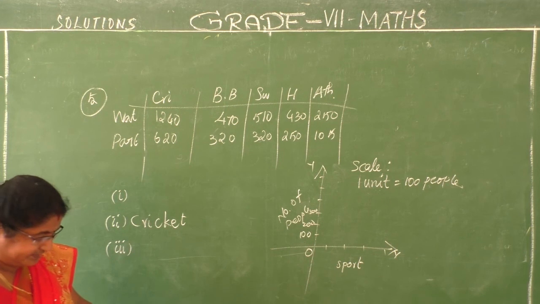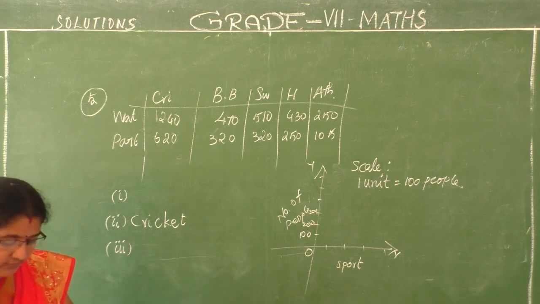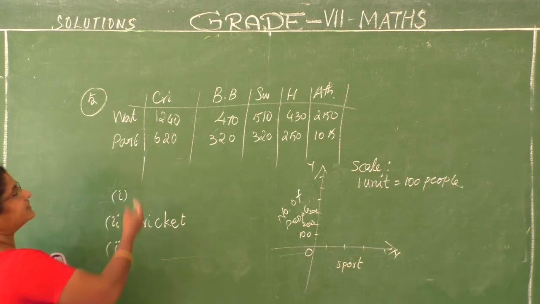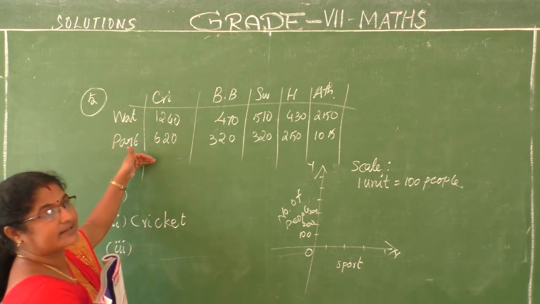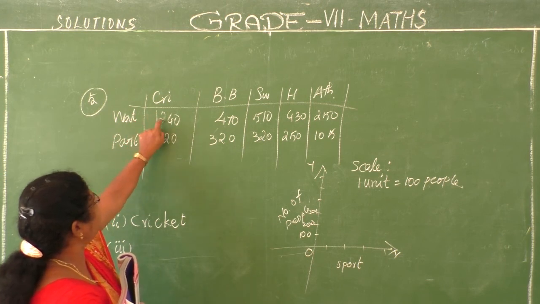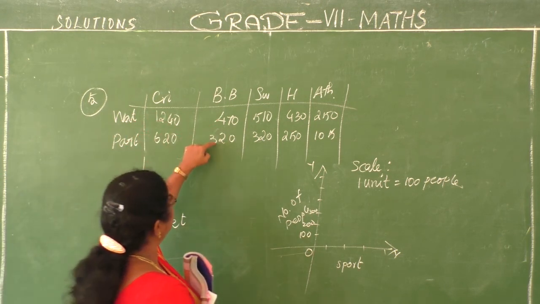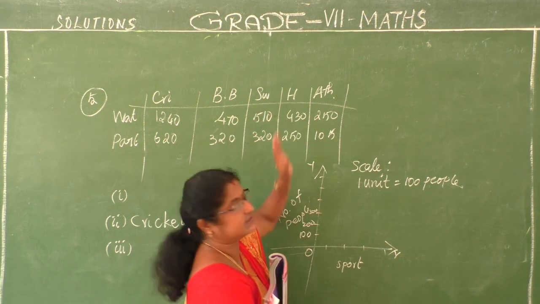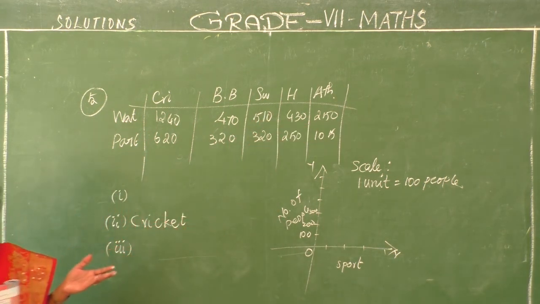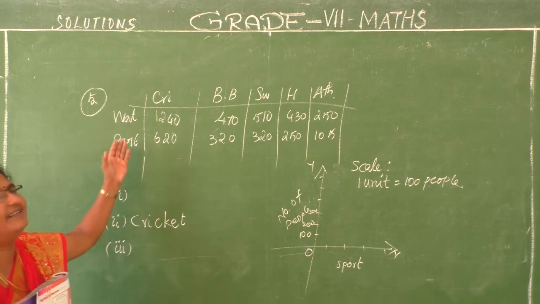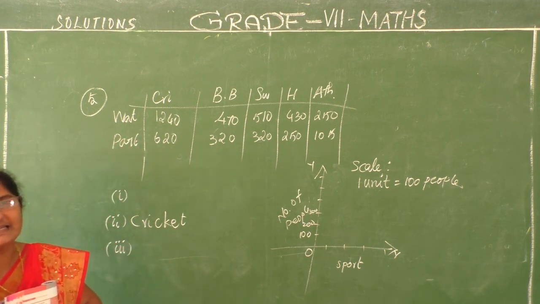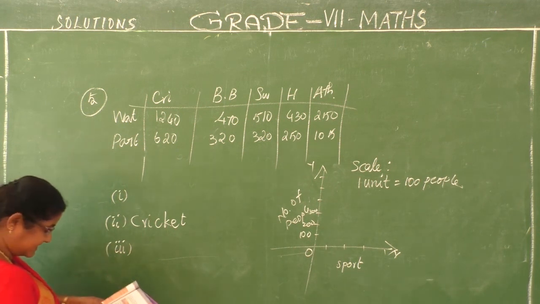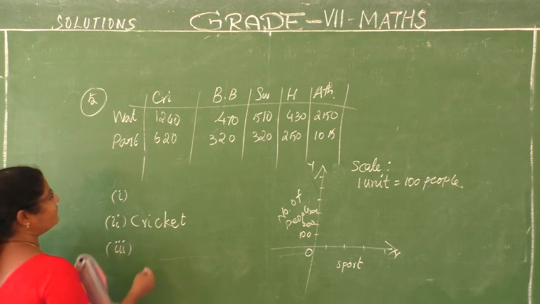Third one: Which is more preferred, watching or participating in sports? Compare watching or participating. Watching is more. So the people prefer watching the most. They are not interested in participating. Okay, so the most preferred is watching.